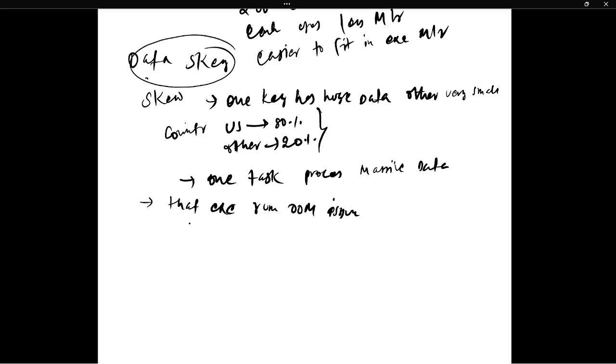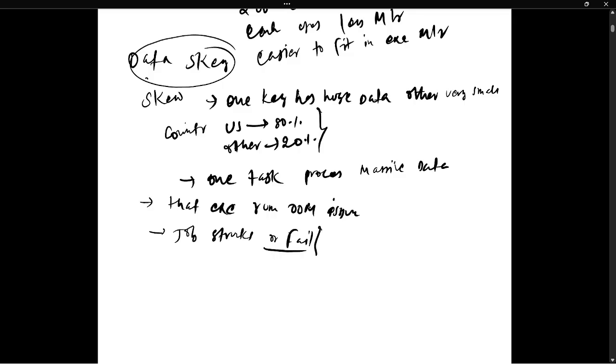In that case, what will happen? The job gets stuck or fails. In this scenario, one task runs forever, and the same executor fails repeatedly. So that is the issue with that.